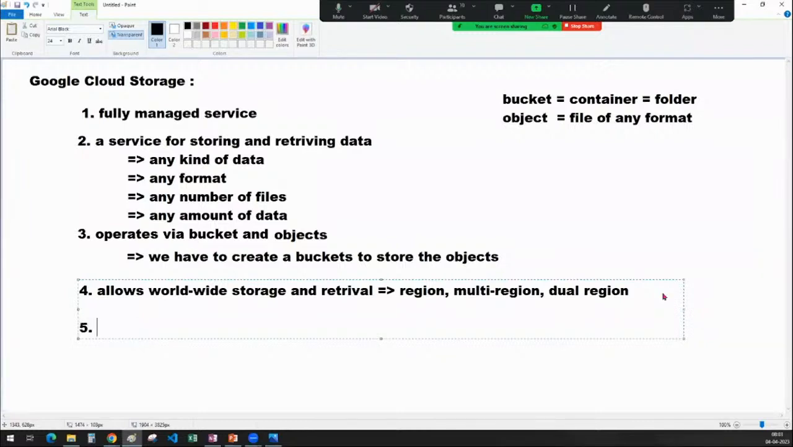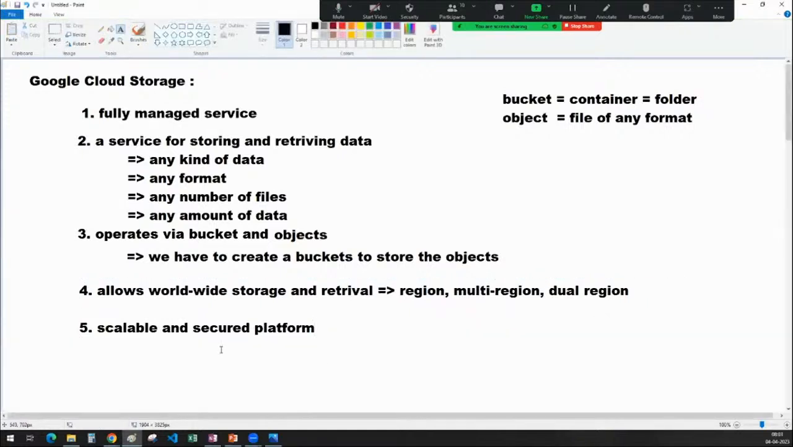The fifth point, as I told you, is a scalable and secured platform. It is one more final point: it is a scalable and secured platform. So we will see what is meant by a secured platform. And I just want to give you an overall heads up on Google Cloud Storage.